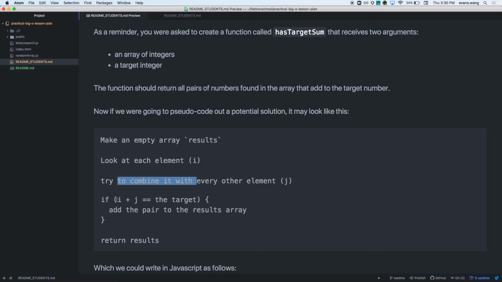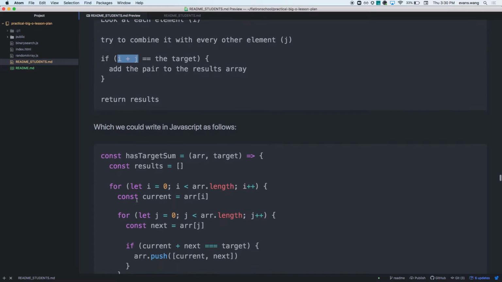So the idea is that if i and j, are you familiar with i and j? When you do nested for loops, the first for loop is i, the next for loop you're using j as a variable, that's all. So if i and j equal the target, then you're good to go. That's one of the pairs that should work for this solution.